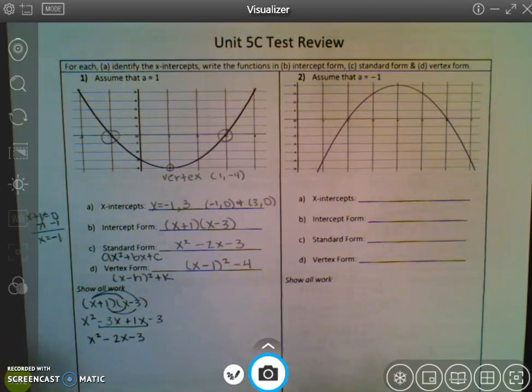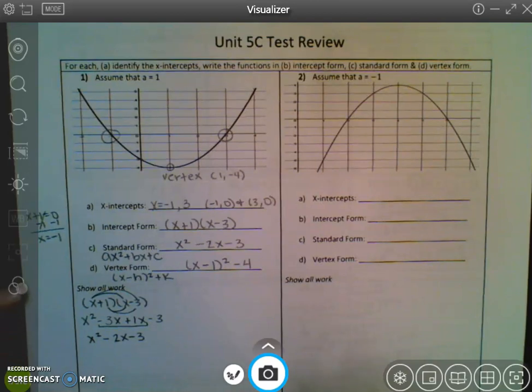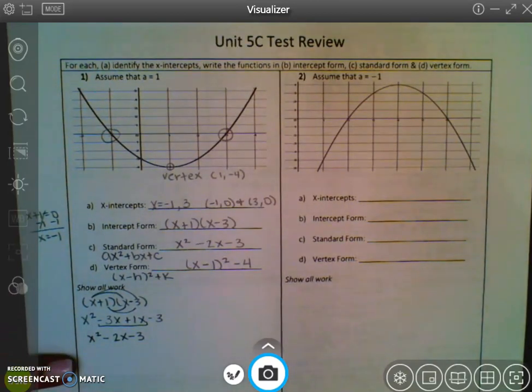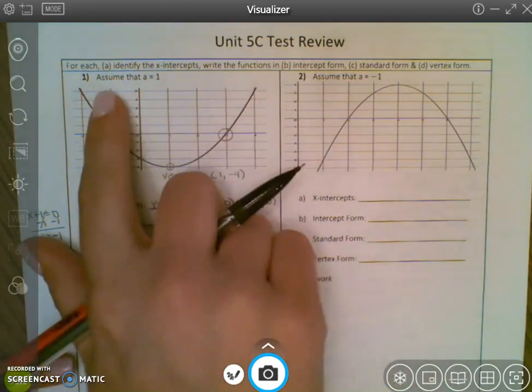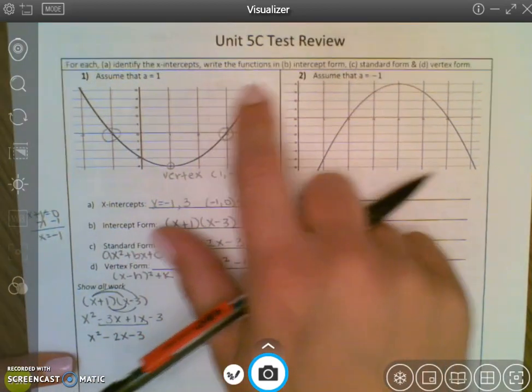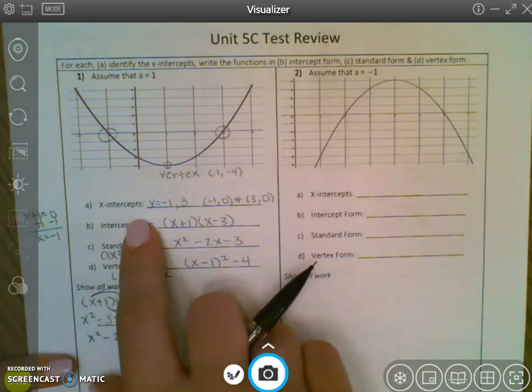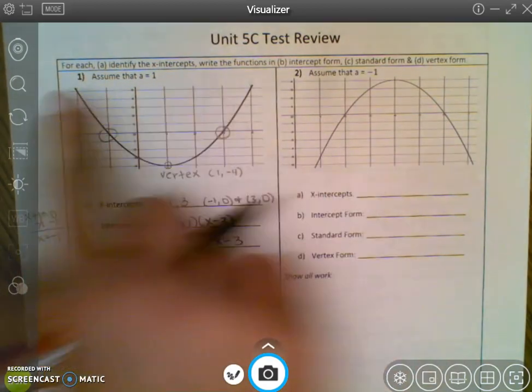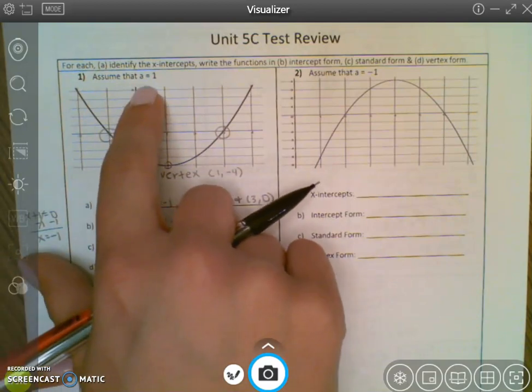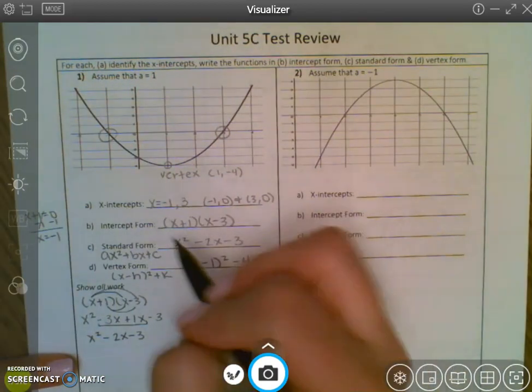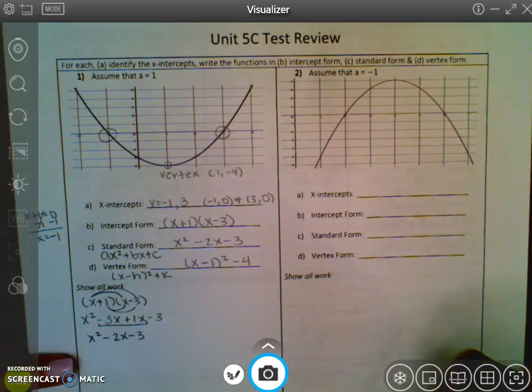Okay, this is the review for the evens answer key. For each, identify the x-intercepts, and write the functions in intercept, standard, and vertex form. When I first did this one, it was facing up and it says assume that A is 1. That's why in front of all of these, there's an invisible 1.